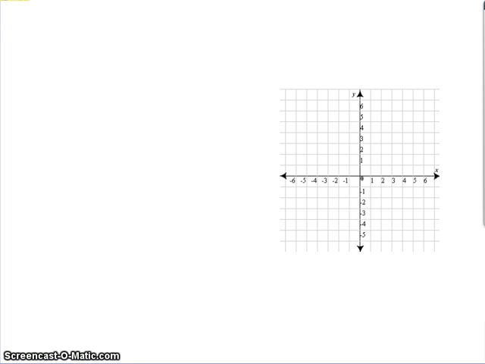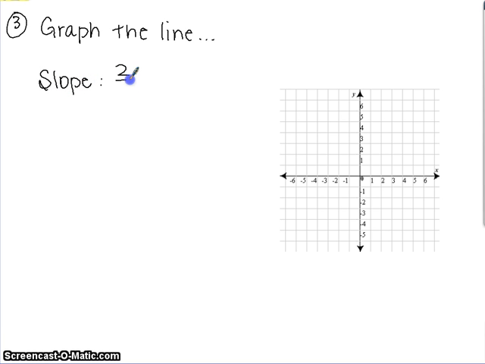Another type of problem that you're going to see is a graphing one. So this is number 3. Oops, I'm in the wrong one. Here we go. Number 3. We want to graph the line with a slope of 2/3 that contains the point P at 1, 2.